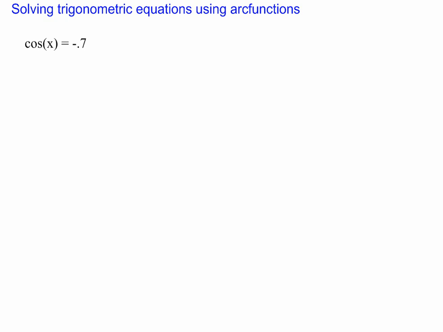So, it says using arc functions. Let's explore why that is with a really simple trigonometric equation here. Cosine x equals negative 0.7.